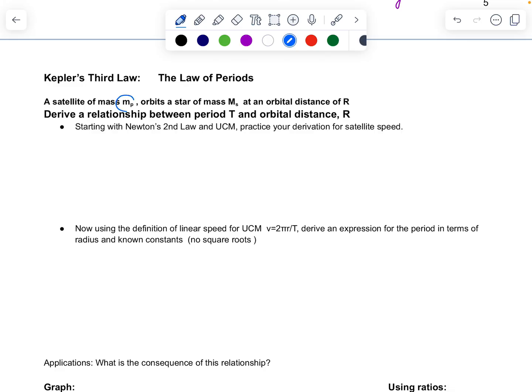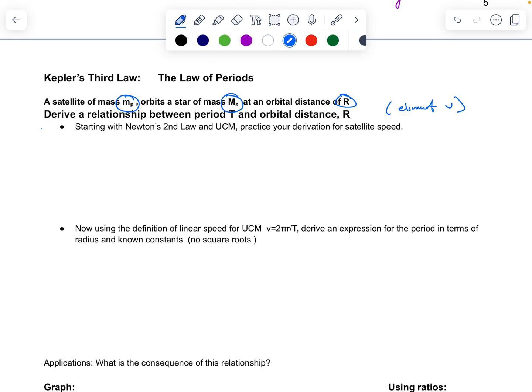So a satellite of mass m sub p orbits a star of mass m sub s at an orbital distance of big R. And we're going to derive a relationship between the period and the orbital distance. So essentially, we need to eliminate the speed. And we've done this before with the first half of our circular motion.